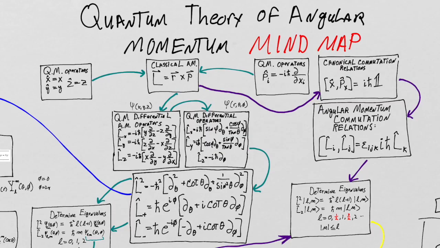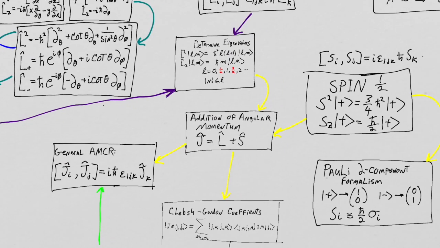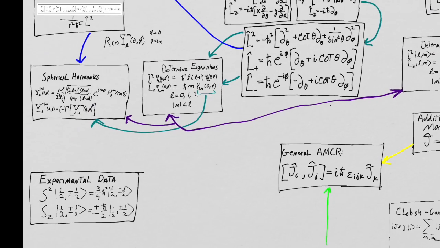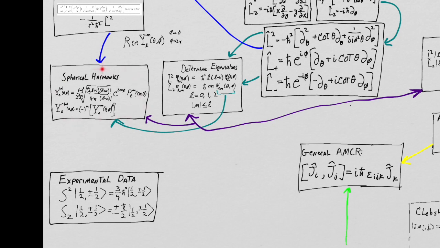All right, we're going to take a quick detour away from the angular momentum mind map because we need to deal with a question regarding a little more of the Dirac formalism. Because once we get into our study of spin and the Pauli two-component formalism, we have to blend this with the notion of a wave function.